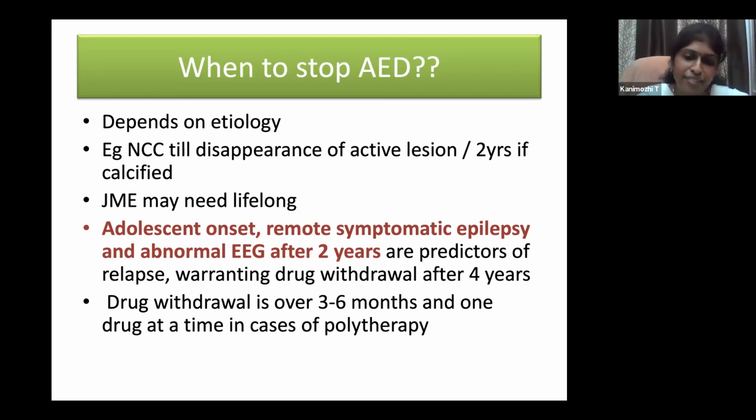And withdrawal should never be sudden. You do a slow tapering over 3 to 6 months. So if they're taking multiple drugs, you do one drug at a time.